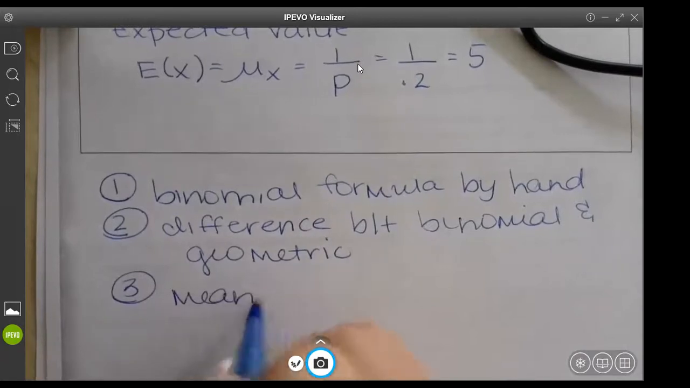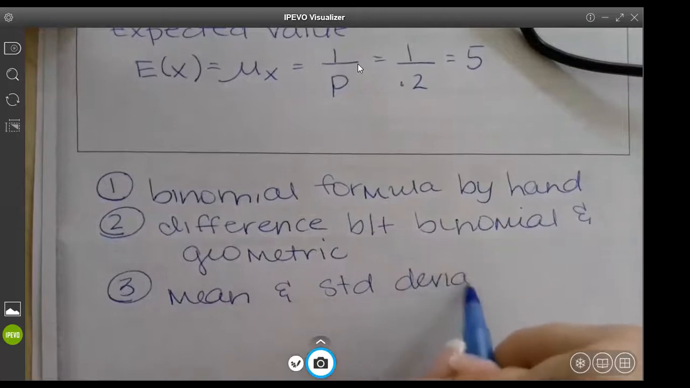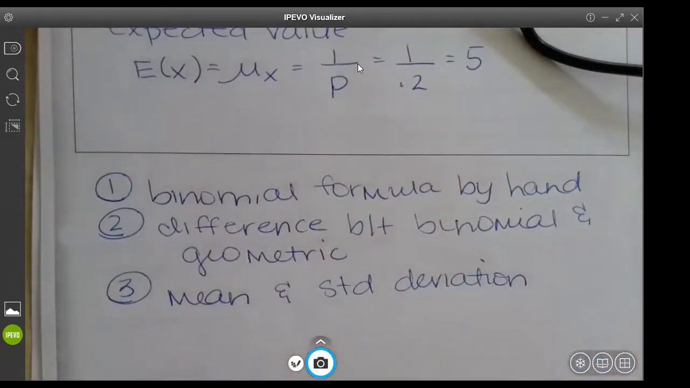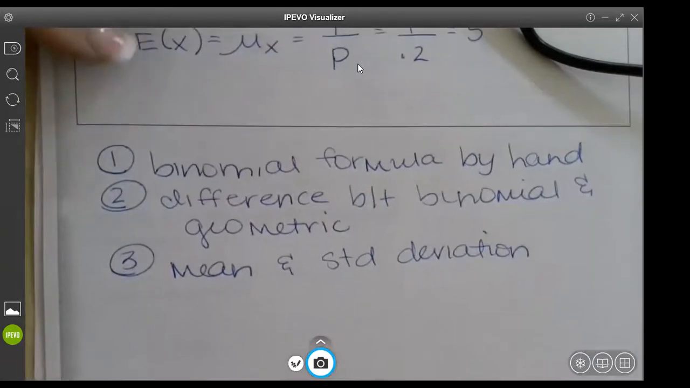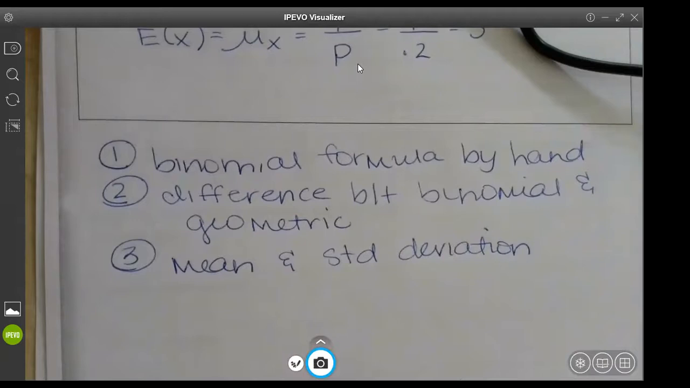You need to know how to find the mean and standard deviation. You guys did great on that. I think that's on there a bunch of times, within multiple choice and free response. The np and the square root of np(1 minus p). So y'all had that, so y'all are fine.